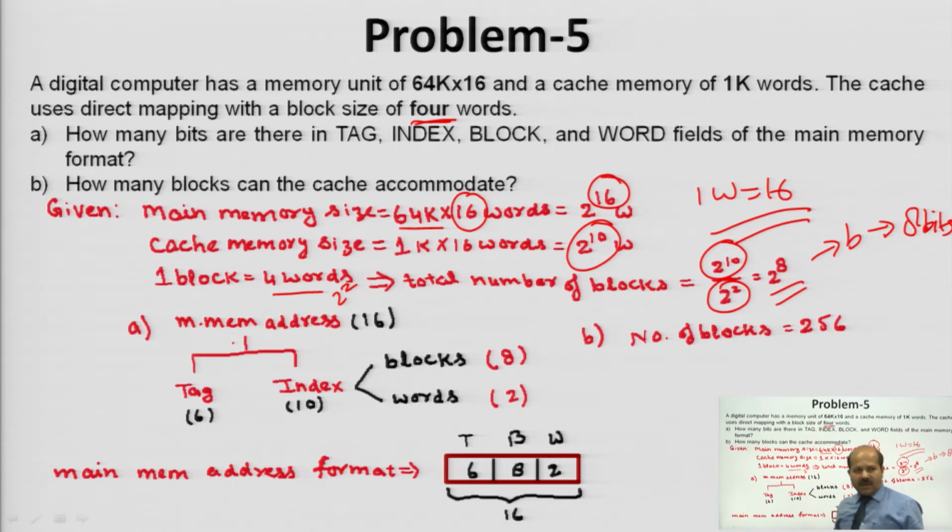Now, as we have already done, the main memory address is divided into 2 parts, tag and index. Index size equals cache size, so that will equal 10, and that index is further divided into block and word bits. So, 8 bits for block we have already calculated, and in each block there are 2 to the power 2 words, that means 2 bits are required for word. So, 8 and 2 are given to block and word. The remaining is 6, because the main memory address bit size is 16. So, 16 minus 10 equals 6. So, tag will come as 6 in this case.